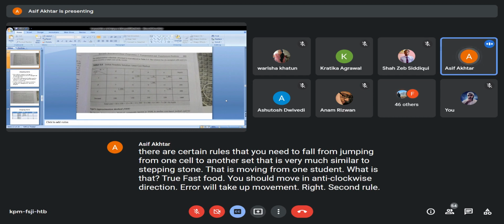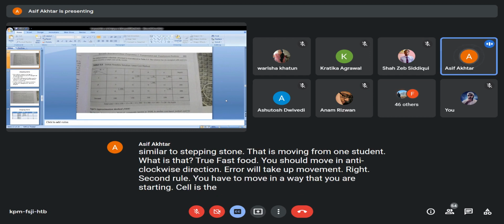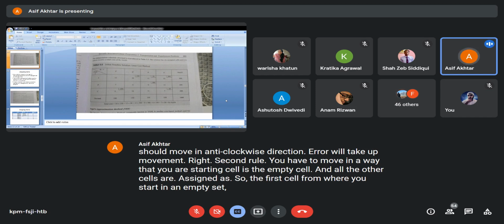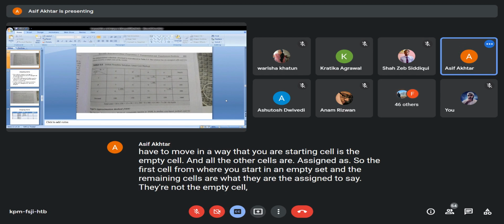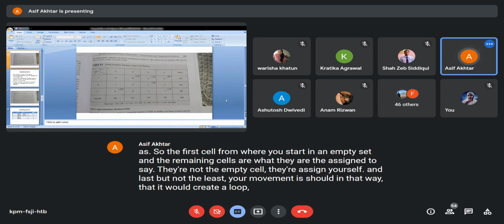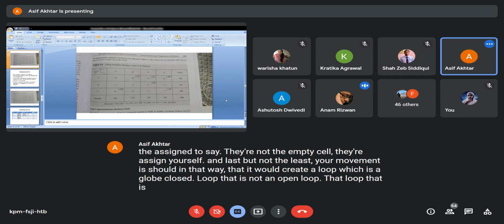Second rule, you have to move in a way that your starting cell is the empty cell and all the other cells are assigned cells. So the first cell from where you start is an empty cell and the remaining cells are the assigned cells. They are not empty cells. And last but not least, your movement should create a closed loop. That is not an open loop, it's a closed diagram.